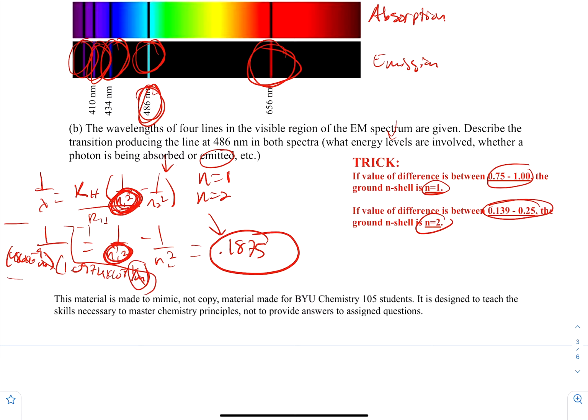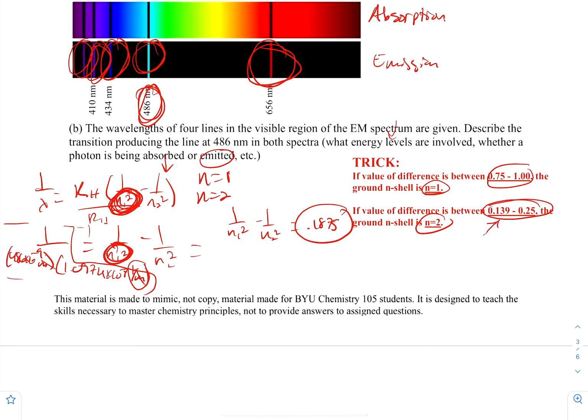So let's say I've got 0.1875, and I'm going to set that equal to 1 over n1 squared minus 1 over n2 squared, which is equal to 0.1875. Now, I notice that this value falls within that range, right? So I'm going to assume that n1 equals 1 here, and this right here is 2 squared. So that means it's 1 over 4. I'm going to solve for this guy, because now I only have one variable to solve for.